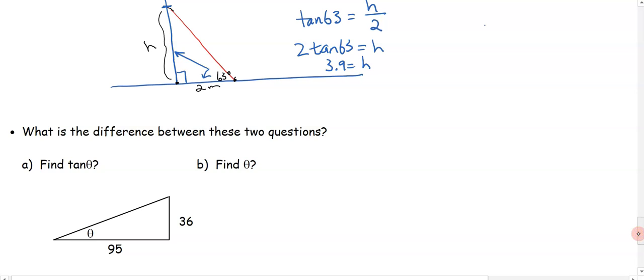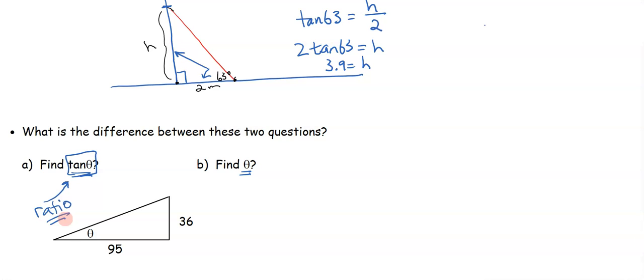All right, last question. What is the difference between these two questions? This is where most people struggle. They don't really understand the meaning of tan theta as compared to the meaning of theta. In this question, if I ask you to find tan theta, remember the tan of an angle is defined as a ratio, opposite as compared to adjacent. So the tan of theta, your answer should be a ratio. A ratio means it's a fraction or a decimal or even a percent, okay?